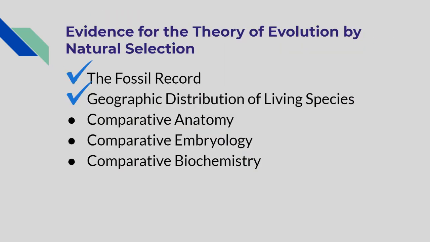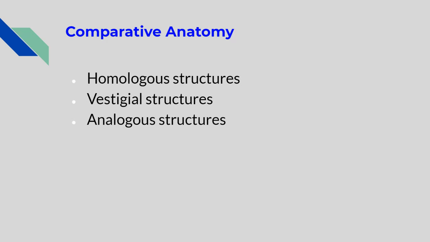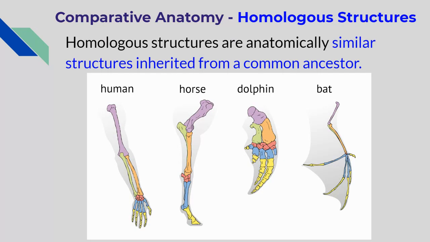All right, that's your big idea for geographic distribution of living species and how that can help support the theory of evolution. Let's talk about anatomy. So, when we talk about anatomy, we're talking about a couple different things: homologous structures, vestigial structures, and analogous structures. And those are all three really different definitions, but you'll see and understand through pictures what each of those things is. Let's start with homologous structures.